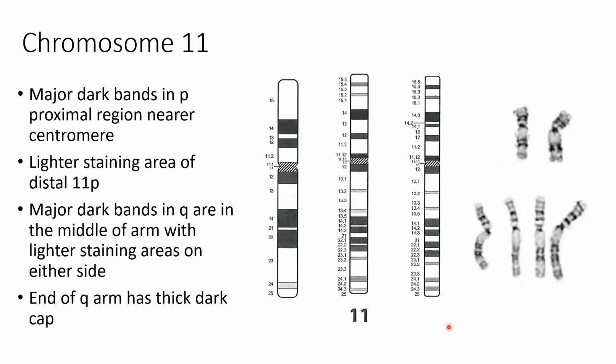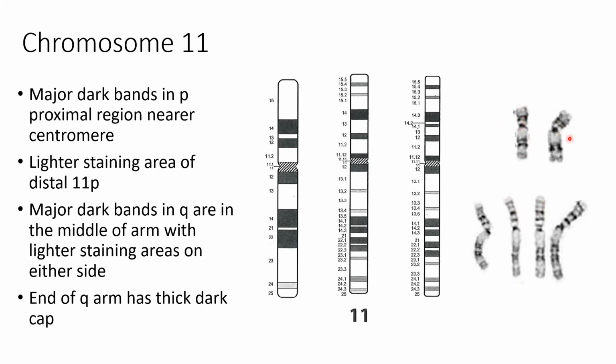Okay, now 11s and 12s are often easily mixed up. But what you want to look for with chromosome 11 is 2 dark bands, a doublet that's close to the centromere. And then in general, you've got a lighter region on the distal half of the P arm. And again, as you get longer, they're going to separate out more. But the main thing to look for with 11 is that dark region just above the centromere.